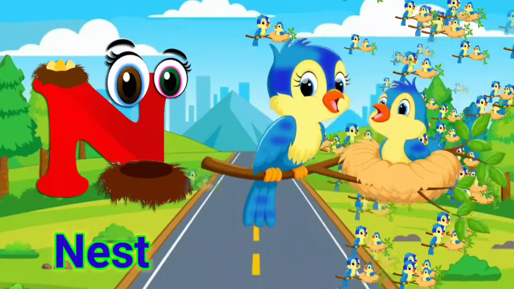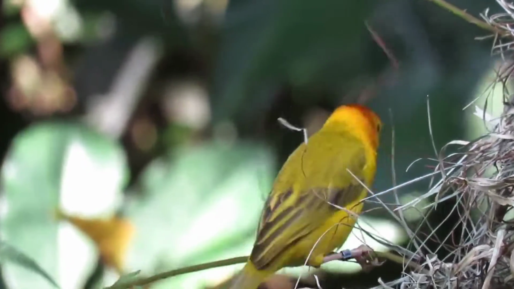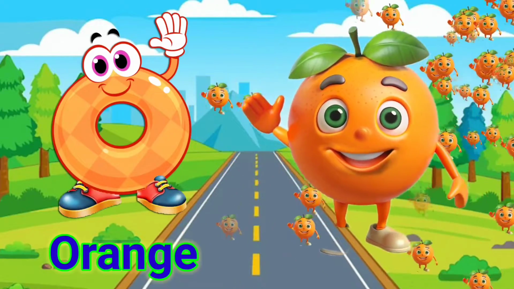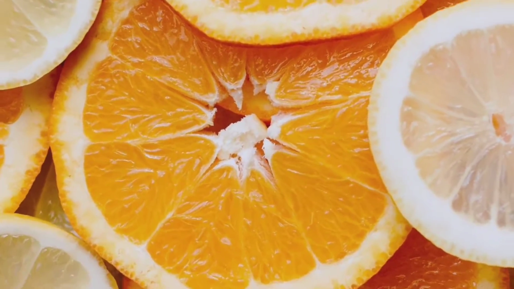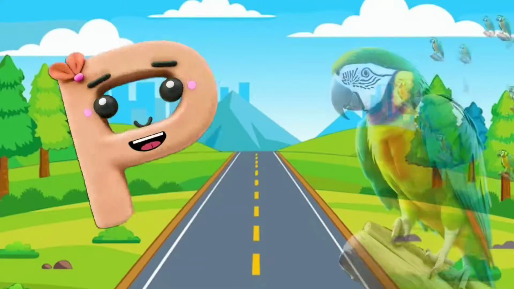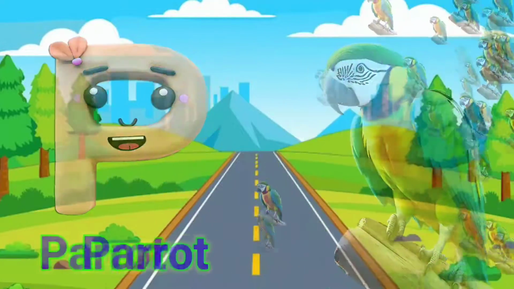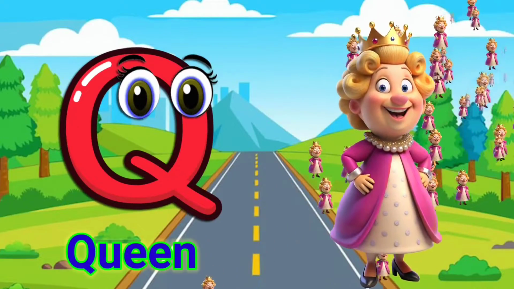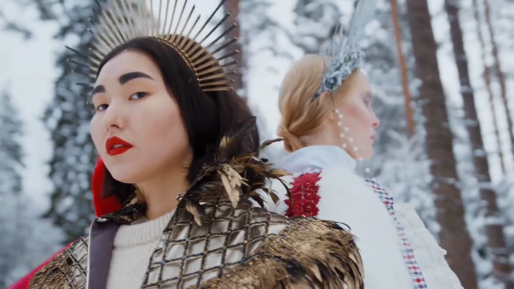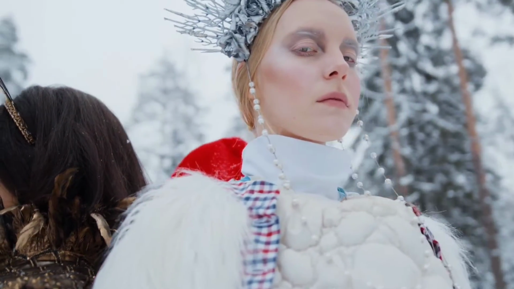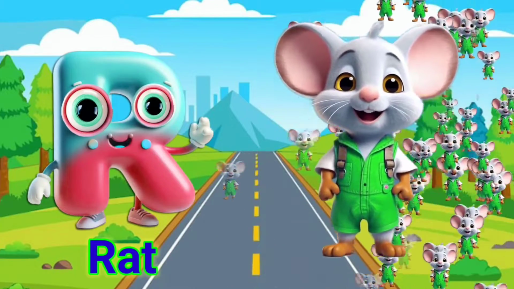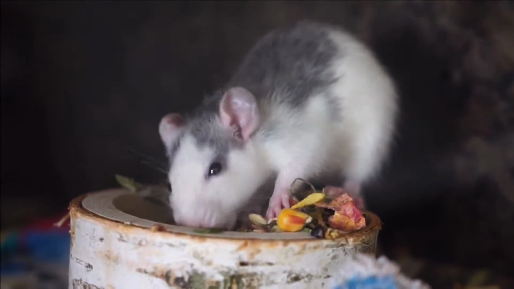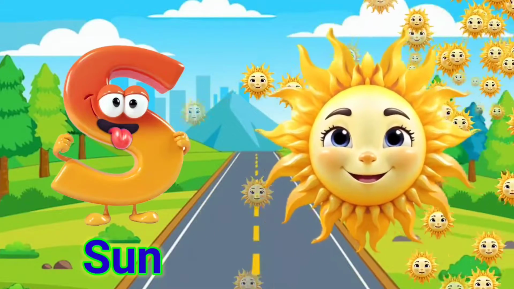N for nest. O for orange. P for parrot. Q for queen. R for rat. S for sun.